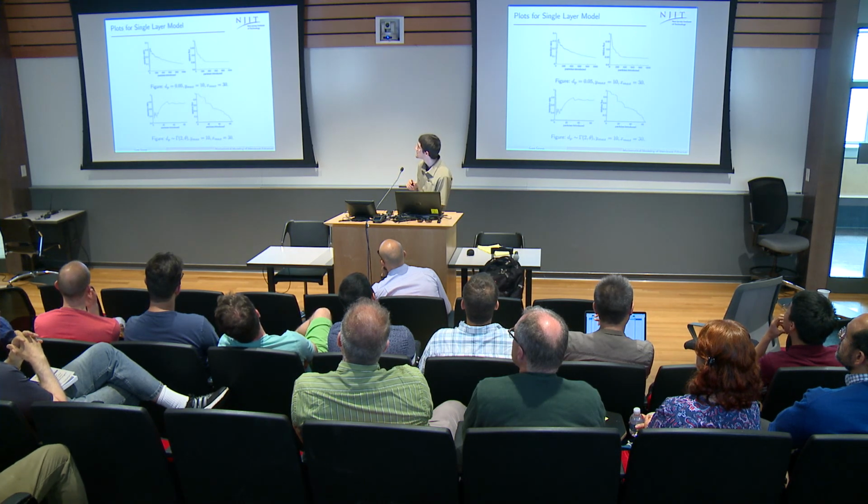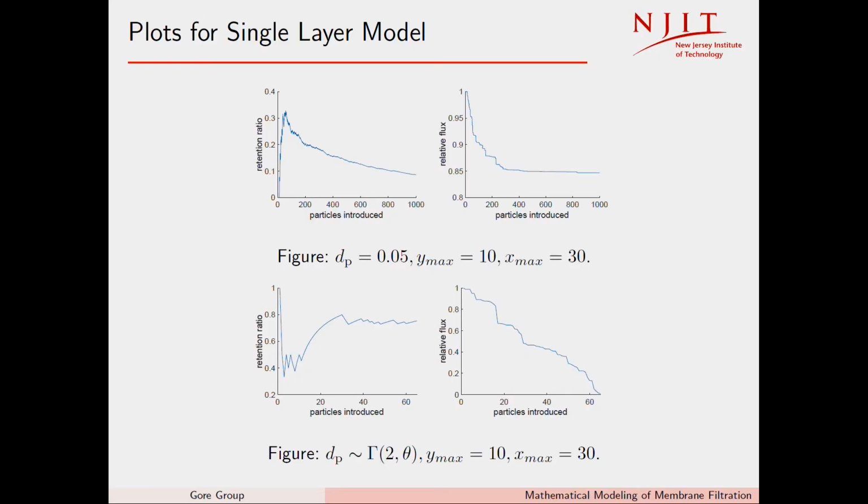Okay, so we do this for the single layer model, and these are the graphs that we get. The top two here are for a fixed particle diameter, where we see the retention ratio. Now recall that the retention ratio is the number of particles that have been stopped divided by how many particles have been put in. And because it's a fixed size, we should expect that this retention ratio would go down to 0, because at some point, all of the pores that are of a smaller size than the particle will get filled up, and then more particles will just pass through, and that should send it to 0. So this is what we see.